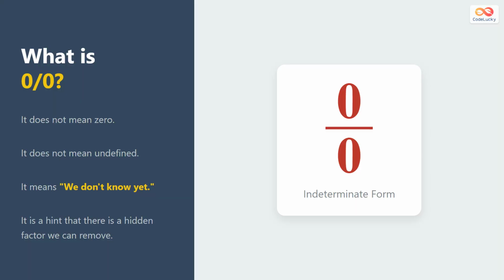This result, 0 divided by 0, is called an indeterminate form. It is important to remember that this does not mean the answer is 0, and it does not mean the limit is undefined. It simply means we don't know the answer yet. It is a mathematical hint telling us that there is a hidden factor causing a conflict.